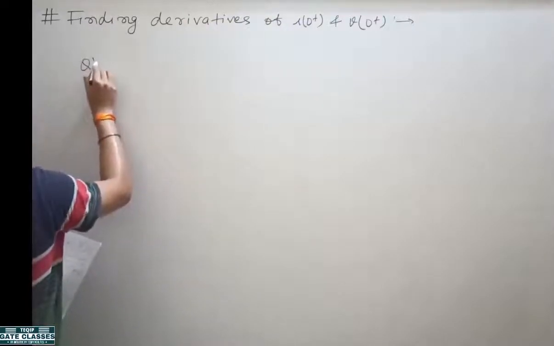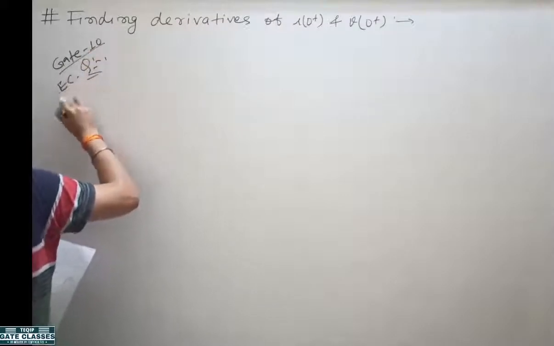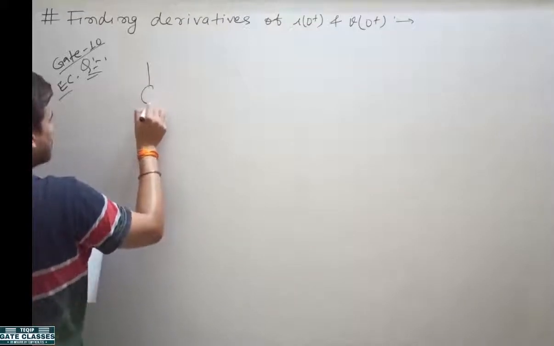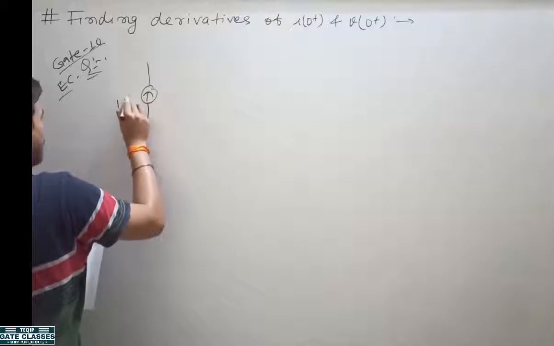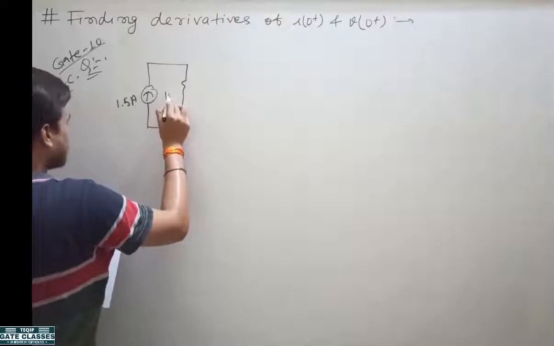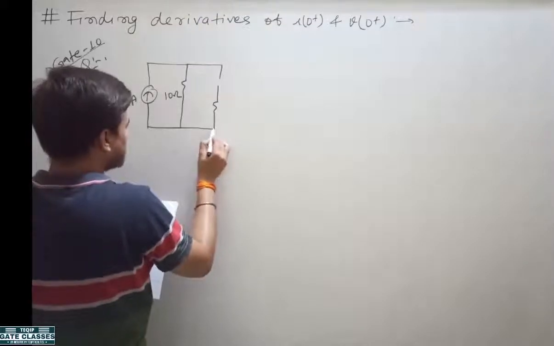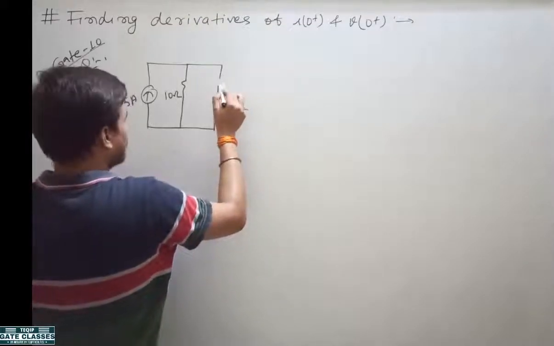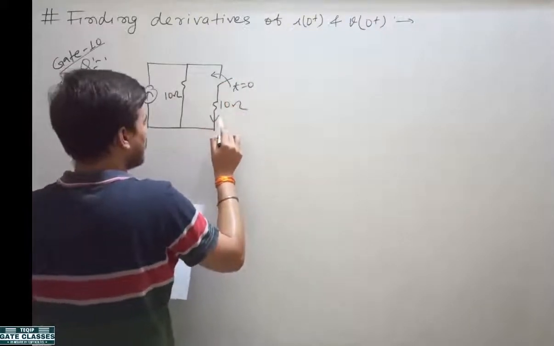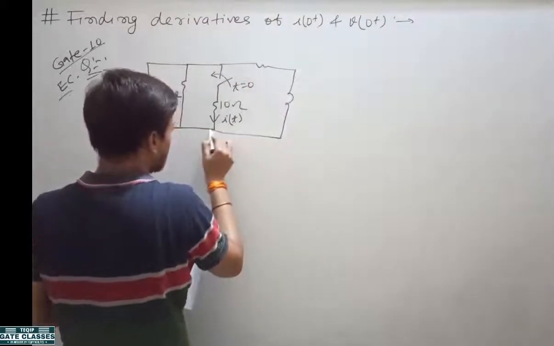See, the next question was asked in the GATE 2010 electronics engineering paper. Let us see the circuit. The circuit has a 1.5 ampere current source, a battery, and a resistance of 10 ohm. Now you have a resistor of 10 ohm. This is t equal to 0. The current is IT.